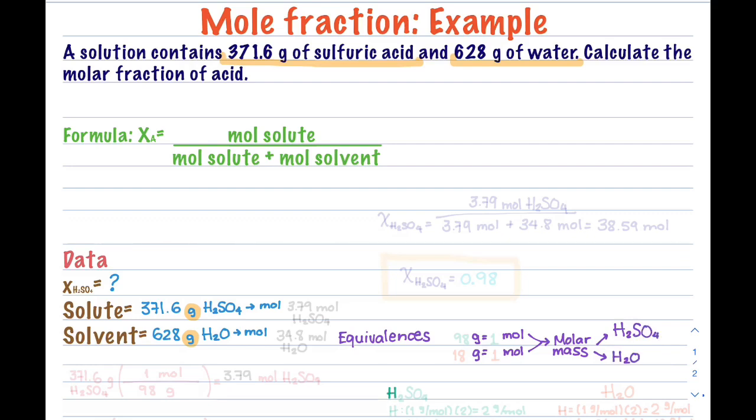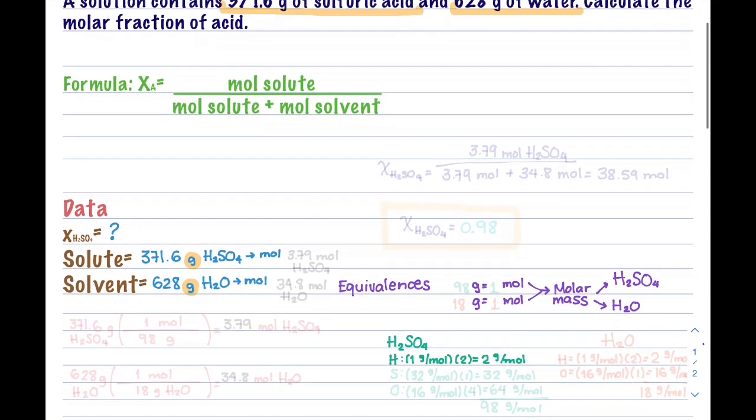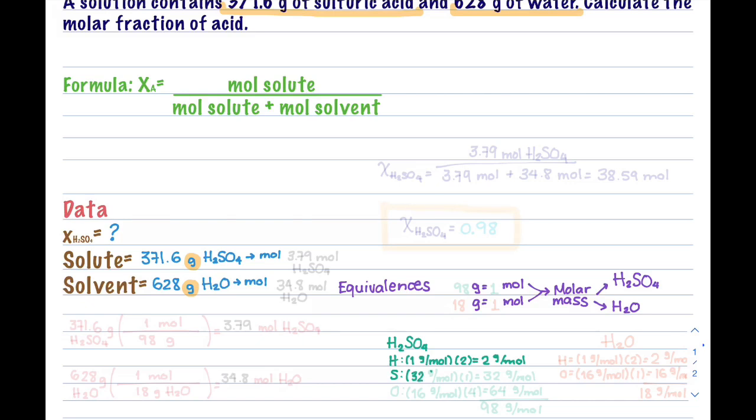So we are going to start calculating the one from sulfuric acid. Hydrogen has a mass number of 1 gram per mole. We multiply it times 2 and we get 2 grams per mole. Sulfur has a mass number of 32, multiplied times 1 equals 32. For oxygen, we have 16 grams per mole, multiplied times 4 gives us 64 grams per mole. Adding the three of them, we get 98 grams per mole in the molecule. So our equivalence would be 98 grams equals 1 mole.